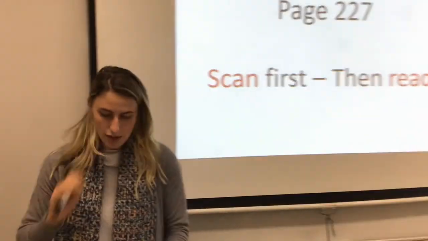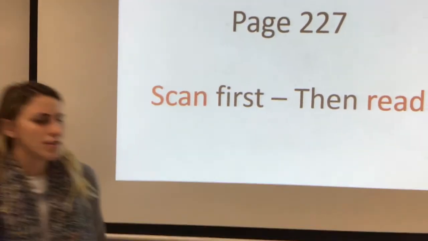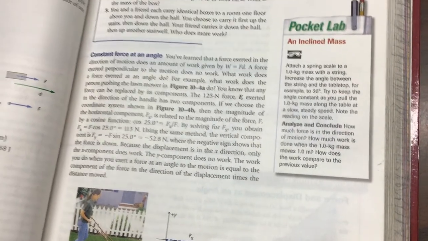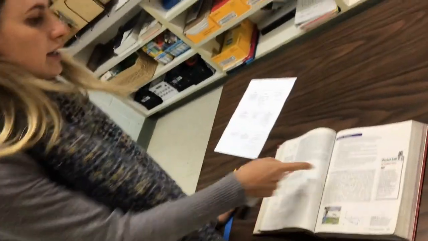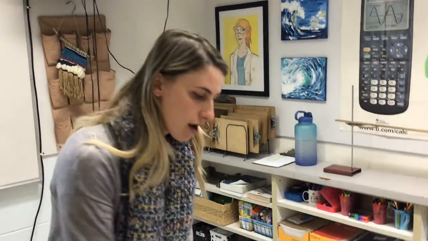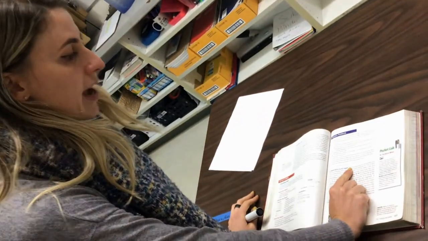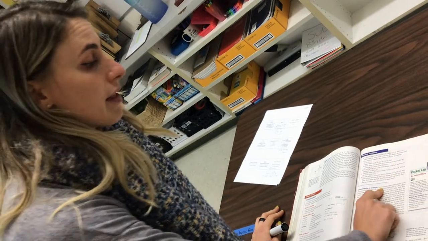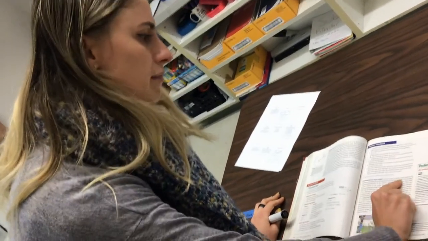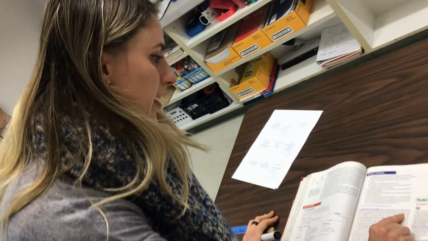Page 227. It says scan first, then read. So I want you guys to go to page 227 in the e-text, and we are going to start reading right here. It says constant force at an angle, and this is how I want you to read. I want you to use this strategy that I give you. The first thing you're going to do is scan the paragraph. What does that mean? Well, you're going to read the first 3 words of every sentence, and then you're going to stop. So I'm going to say, you've learned that, and then I'm going to stop until I get to the next period. Okay, right there.